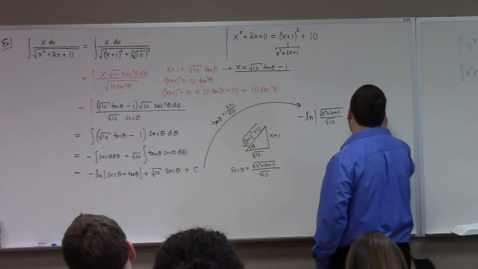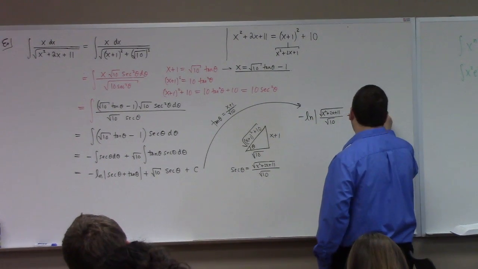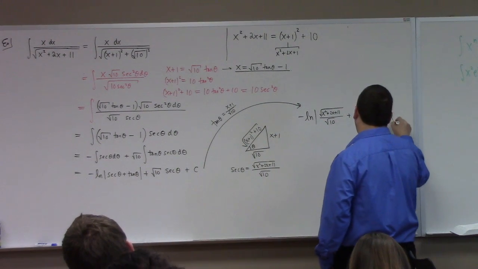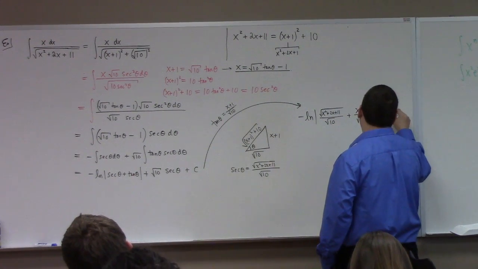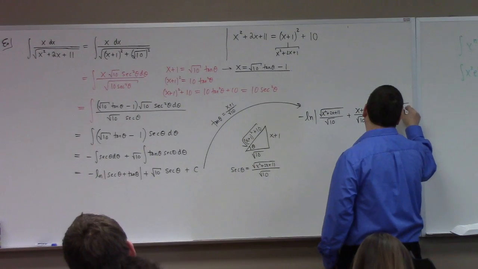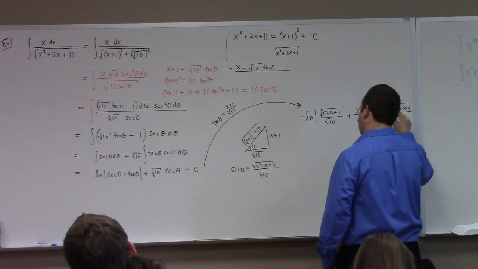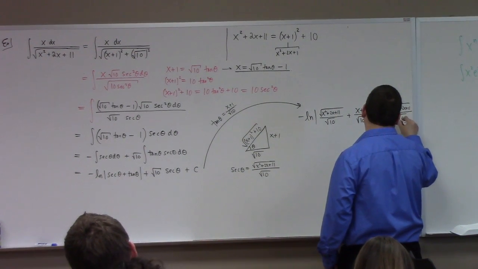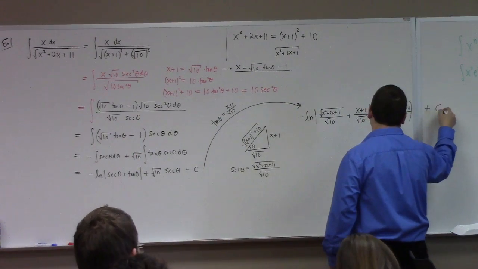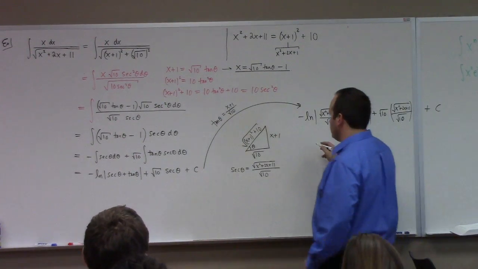Oh, look at that. That common square root of 10, we could move that out of the answer, couldn't we? Plus the square root of 10 times the square root of x squared plus 2x plus 11 divided by square root of 10. That's the secant theta plus a constant. We can clean this up.